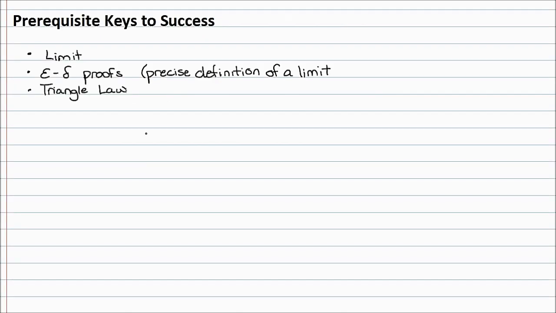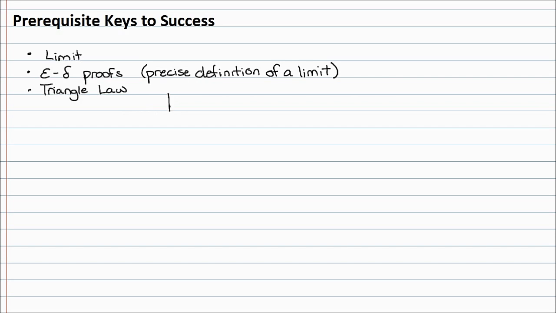The prerequisite keys to success, in other words, what we need prior to doing this proof, we need to know what a limit is. We also need to know the precise definition of a limit, and that involves what's called the epsilon delta proof. You have to know how to do an epsilon delta proof. And finally, we'll need to know the triangle law. This is kind of important for this proof.